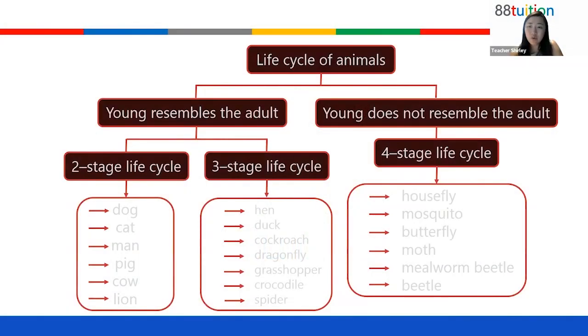Okay. So, like I said, we are going to learn about life cycles of animals. So the young resembles the adults. Basically, this one means that the young of the animal actually looks like the adults.